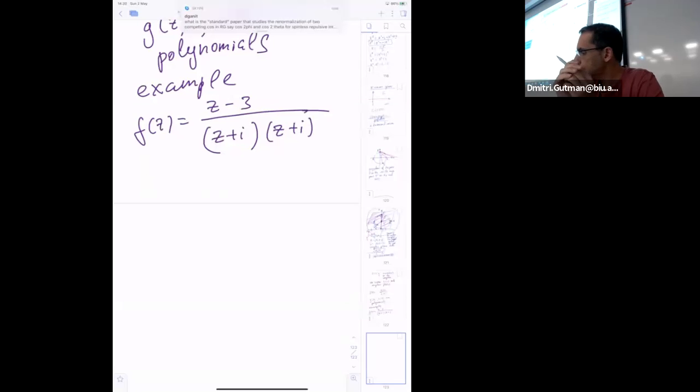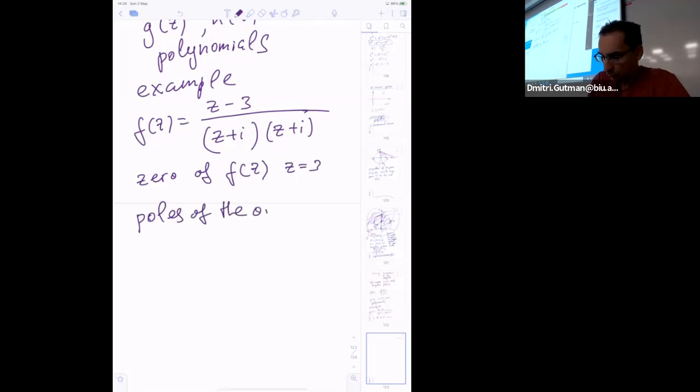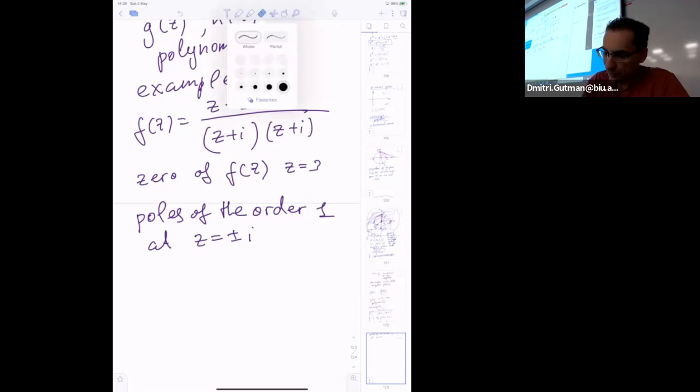As far as zeros and poles go, correct. One pole of order 2 and 1 zero. No. Two poles of order 1 and 1 zero. So the zero of f of z is at the point z equals 3, and poles of order 1 at z equals plus or minus i. Oh, I'm sorry, my mistake. Everybody is right. So this must be a minus.